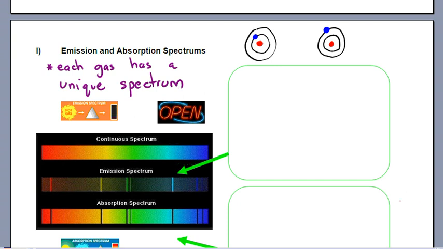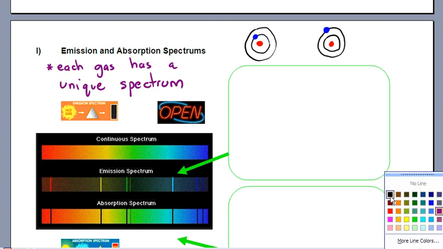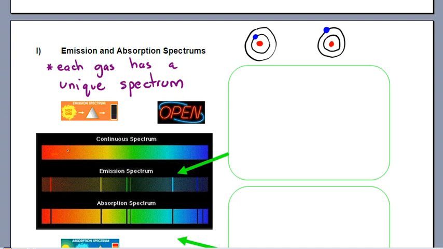Now the continuous spectrum, that's what you would see from black body radiation. If you just had a light bulb where there was an element in there that physically got hot, you run some electricity through it, what we call an incandescent light. The element gets hot, and then it gives off all the different colors. That's great. That's an incandescent light bulb.